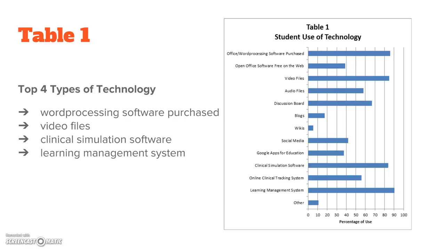Now, on student use of technology, you can see here in the table, the top 4 were word processing software that was purchased, video files, clinical simulation software, and learning management systems. And you also note, wikis and blogs were used the least. I expected social media maybe to be a little higher, but obviously they're using word processing that was purchased over free, which I kind of feel bad for them, but hopefully we can educate our students on that, try and save them some money. But top 4 here, followed by audio files, discussion boards, and online clinical tracking systems.